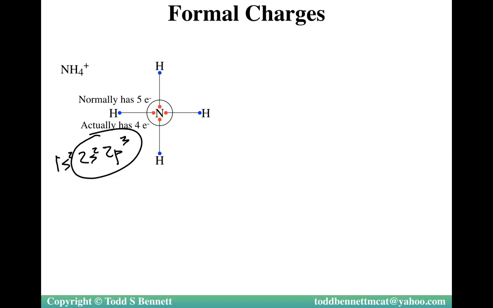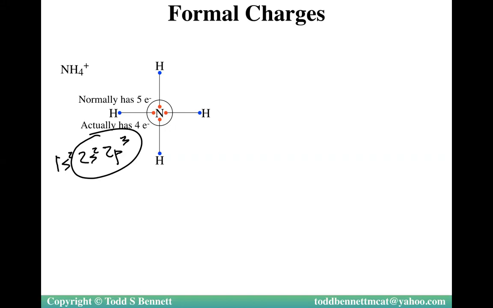So in this case, we know it's a difference of 1. 5 minus 4 is 1. But the question is, is it 1 too many or 1 too few? In this case, it actually has 1 too few. So you can think of it one of 2 ways. If it has 1 too few, that means it has one less negative than it needs. So it's going to be positive overall.